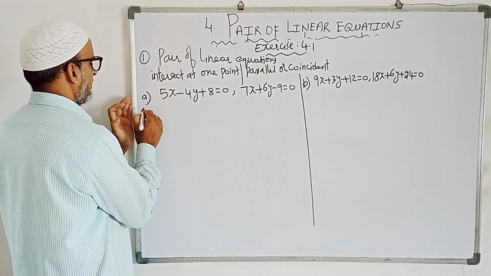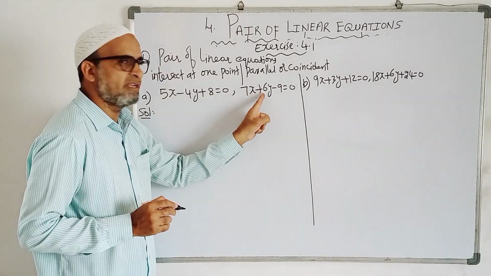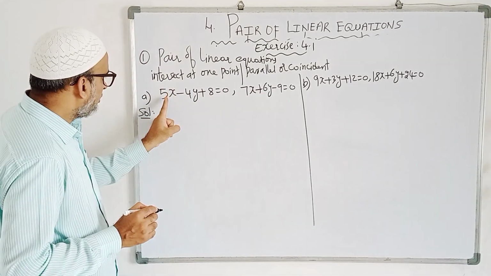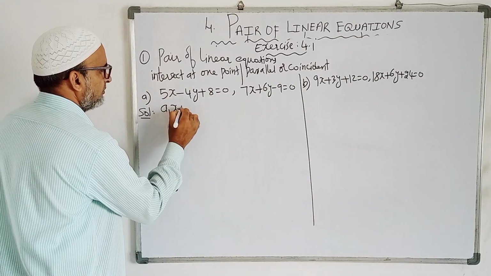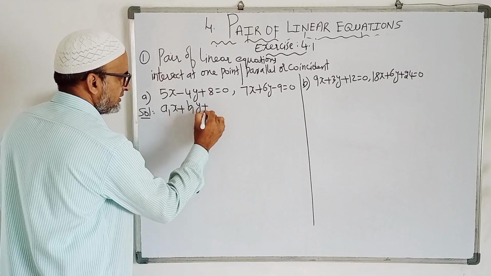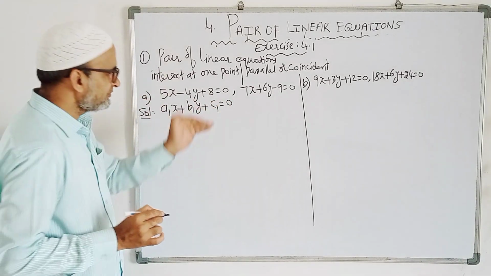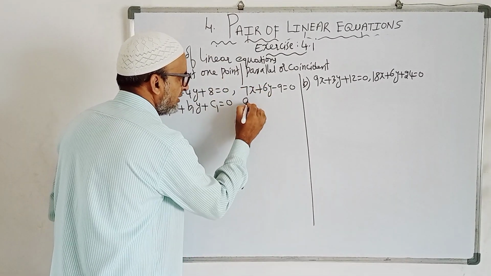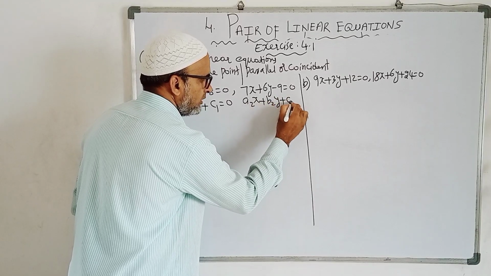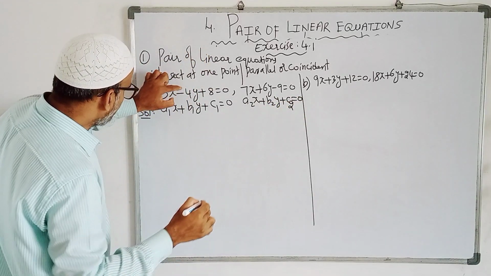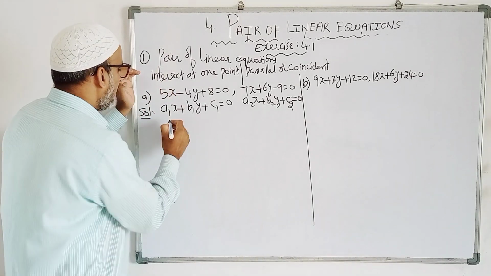Solution. Very important here, but a very simple question. These two pairs of linear equations are given. You write down and compare this with the first one, A1x plus B1y plus C1 is equal to 0. This is one linear equation in two variables. The second one is A2x plus B2y plus C2 is equal to 0. This equation is in this form, and this equation is in this form. Simple. Okay.